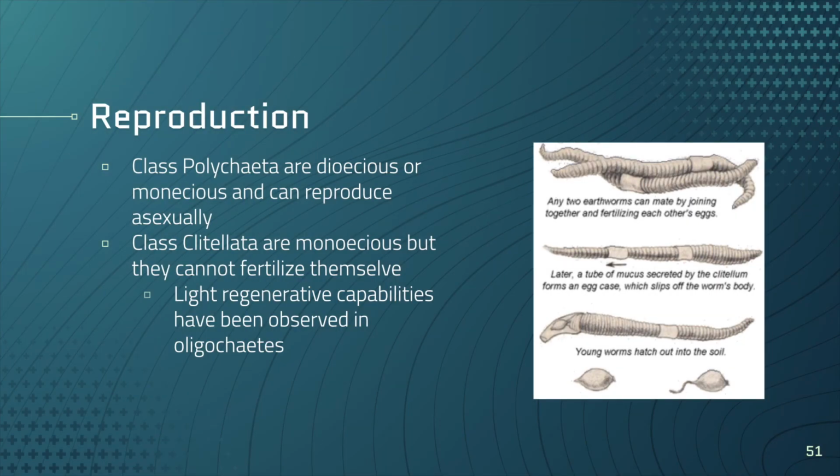Lastly, we have reproduction. The different classes of annelids handle reproduction very differently. Polychaetes are known to be either dioecious or monoecious and have fairly elaborate methods for asexual reproduction. Class Clitellida are monoecious, but they are unable to self-fertilize themselves. When conditions are right, they have also been observed being able to reproduce asexually as well.